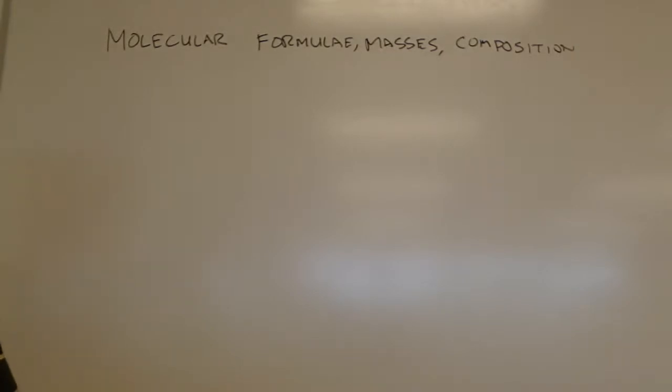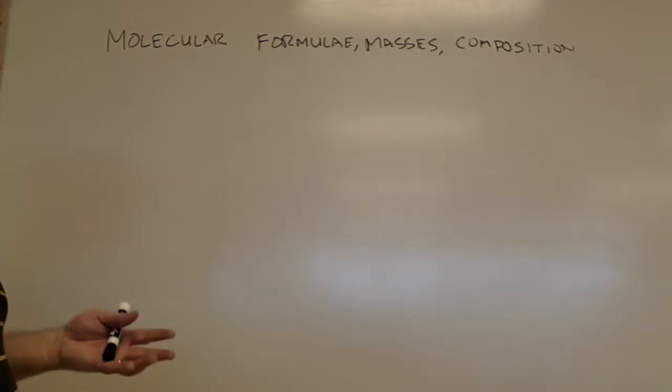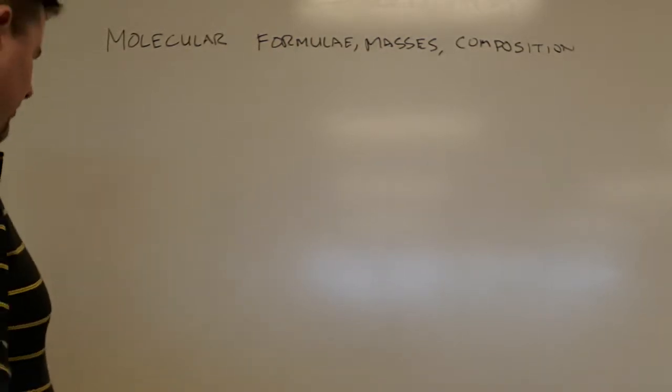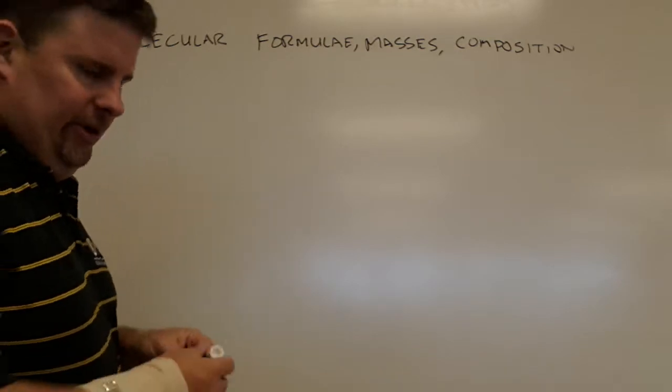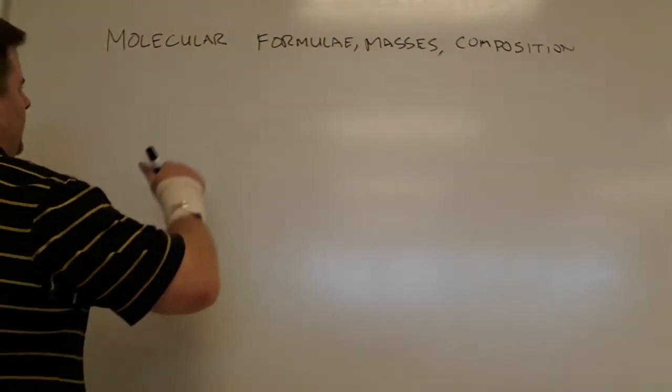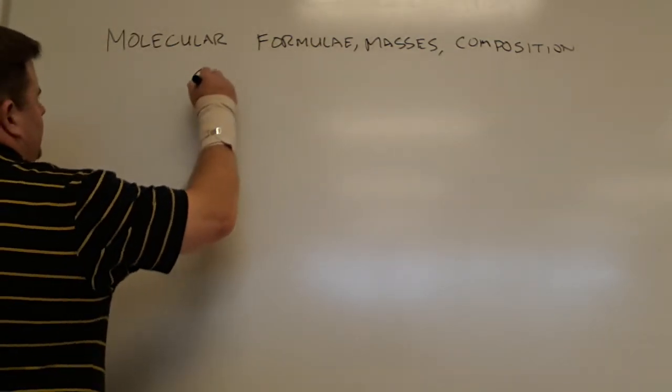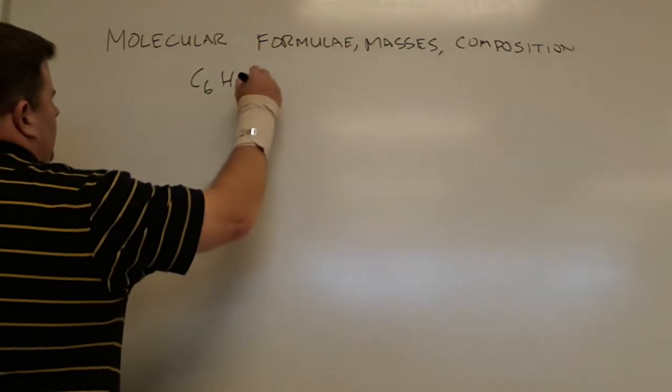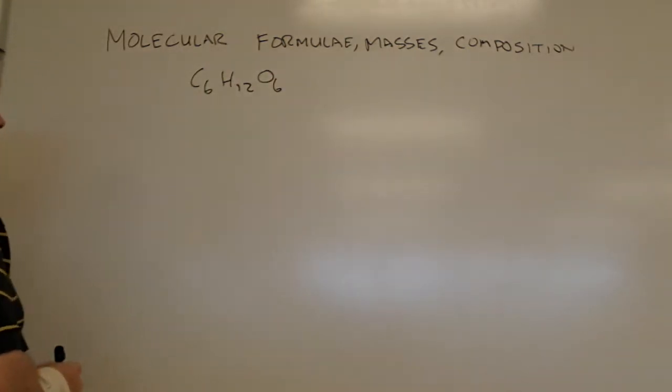For molecular formulae, masses, and composition, you've already kind of gotten the hang of what we're doing so far. All right? So, molecular formula. Let me give you a molecular formula: C6H12O6. It's glucose. This is a molecular formula.